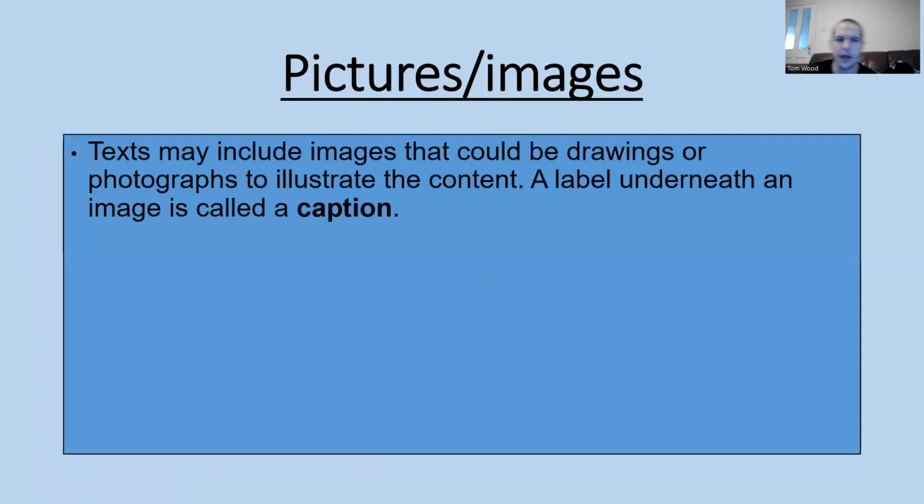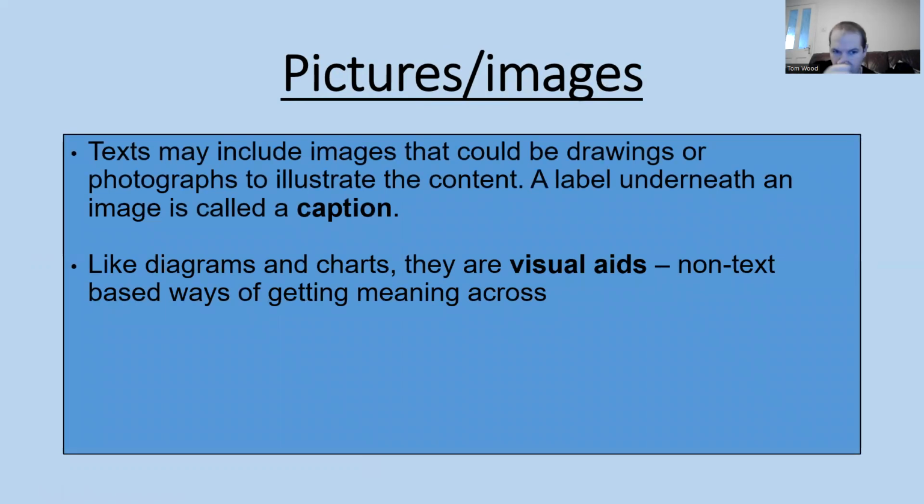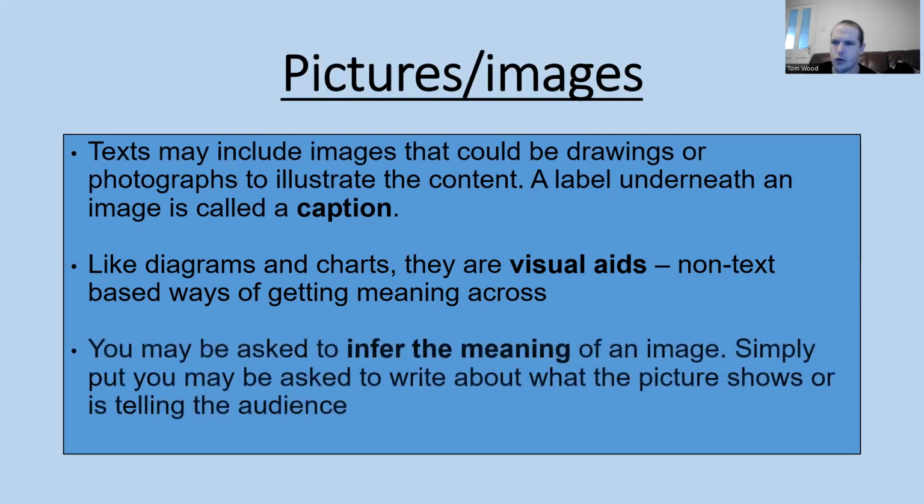Okay, so pictures and images then. Text may include images, that could be drawings or actual photographs to illustrate the content. A label underneath these is called a caption. Again, we're not going to be asked that, but it is useful to know. Like diagrams and charts, they are visual aids. They don't really have any text there, but they're used to help get a bit more meaning across, to essentially paint the picture of what's happening a bit more.